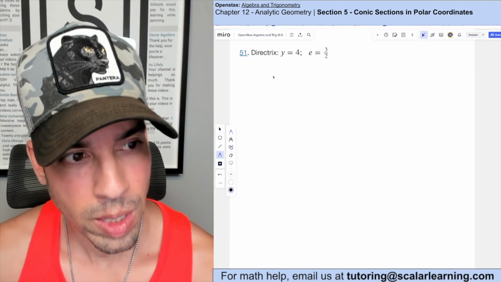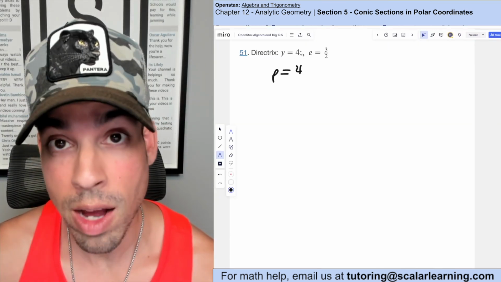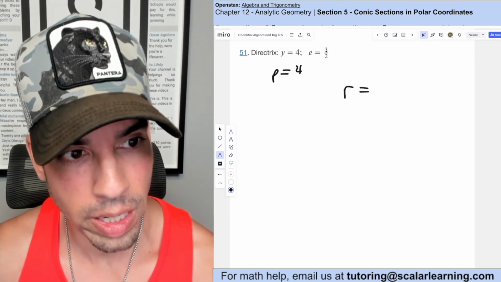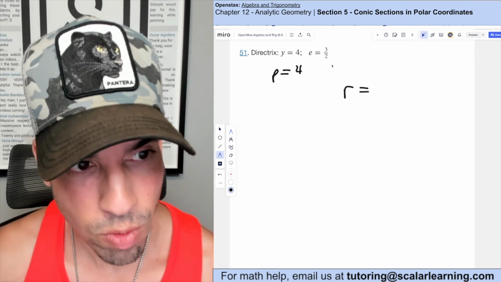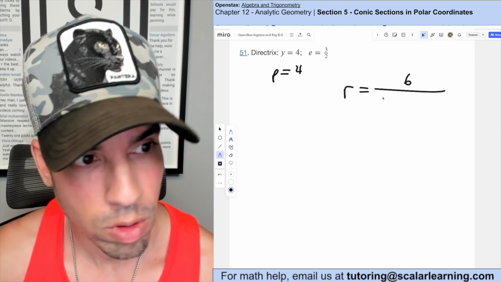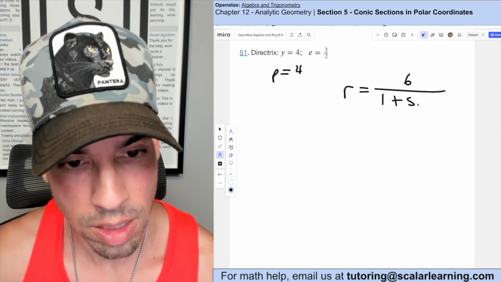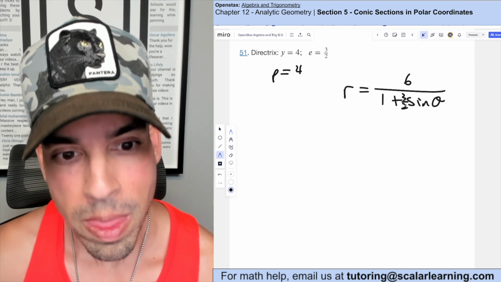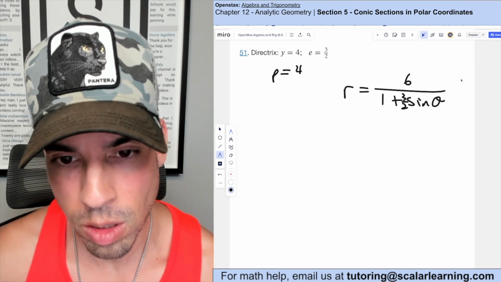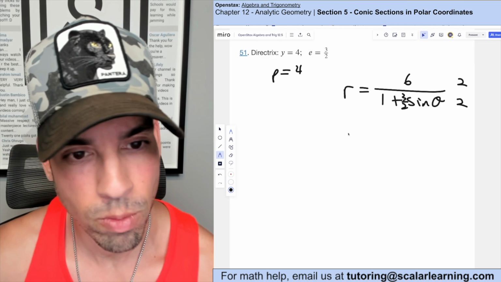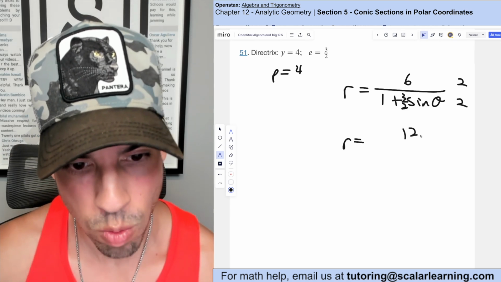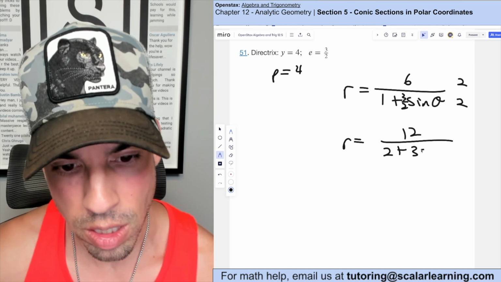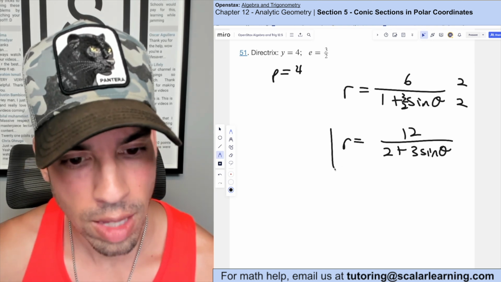Done. For this one, we got a p value of 4. Again, it's y equals, that means we're going to have sine in the denominator. So we got r is equal to e times p, 3 halves times 4 is 6, over 1 plus, like I said, sine of theta. But then we need that e in front, which is 3 over 2. Now to turn this back into nice integers, we're going to multiply everything by 2 over 2. So we got r is equal to 12 over 2 times 1 is 2, plus 2 times 3 halves is 3, sine of theta. That's how you do it.